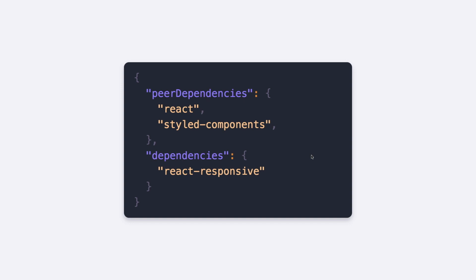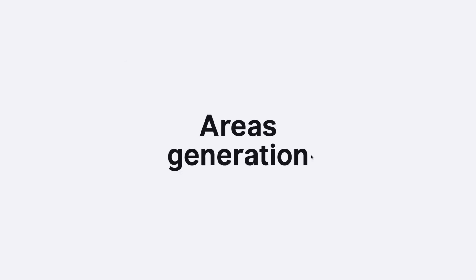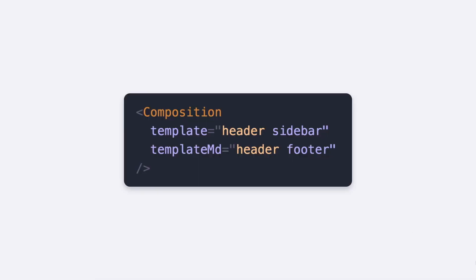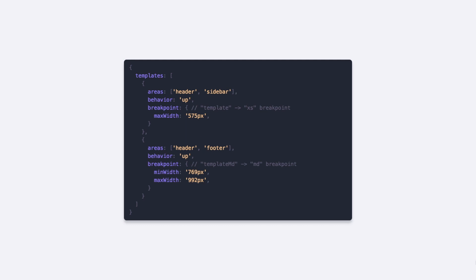Currently it's built with React and styled components, and it uses React Responsive for these conditional areas. One of the biggest things Atomic Layout does is that it provides the areas generation. So whenever you create a composition like that, and you pass different template strings to different template props, Atomic Layout will first create the list of all the areas being unique, so header, sidebar, and footer, and then it will create the templates list, which is slightly more complicated, and it will basically match each template pair with the corresponding breakpoint, which you can see here.